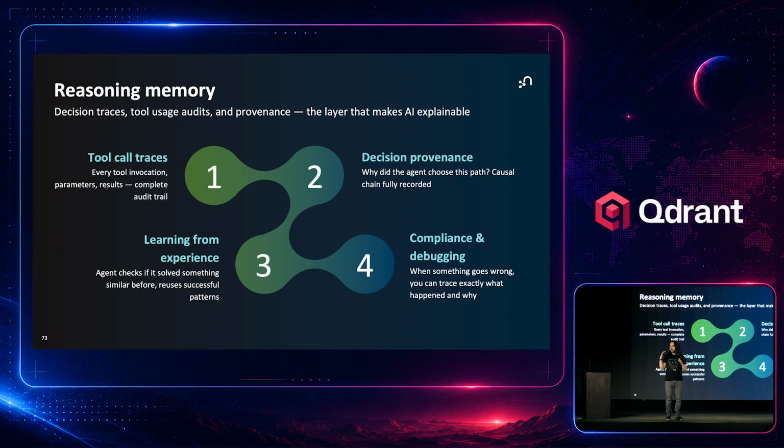The third type of memory is reasoning memory. And reasoning memory is capturing the decision traces, the audits, the provenance of previous requests. And this is the missing gap in a lot of systems now, because we build systems which know a lot about our customers, a lot about our systems, a lot about the domain knowledge, but they have to keep recalculating and rethinking about the information. They often give different results.